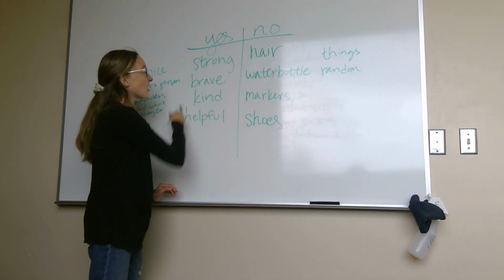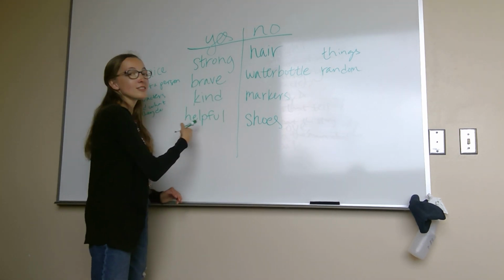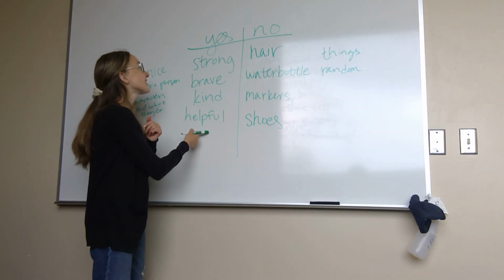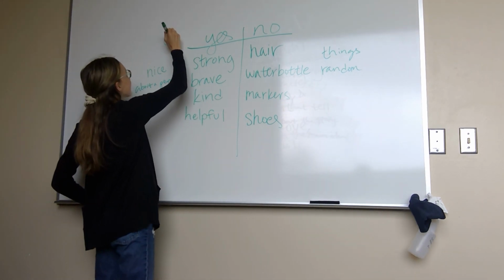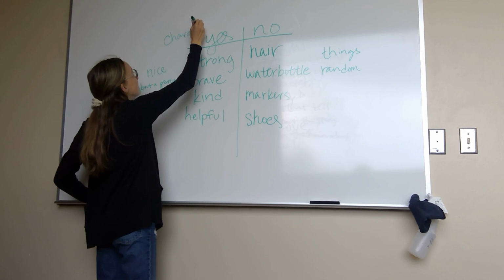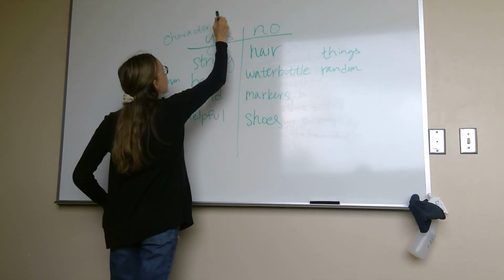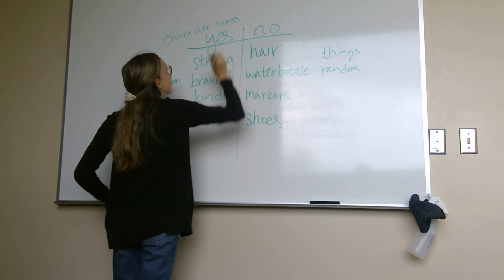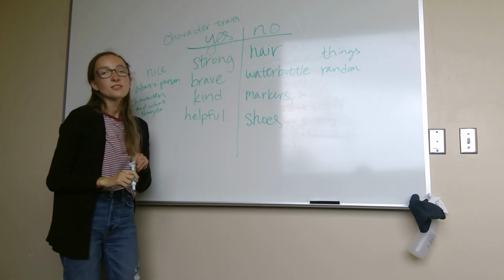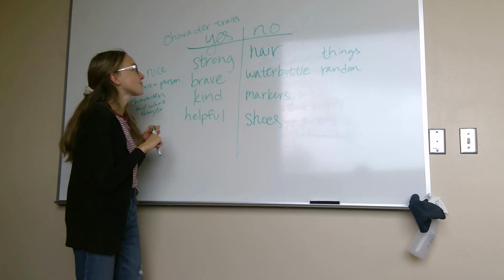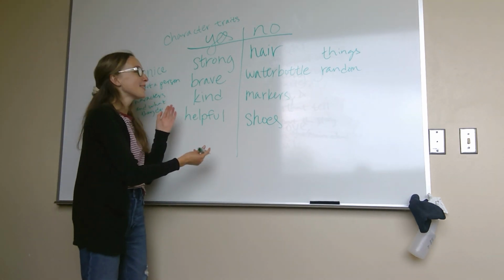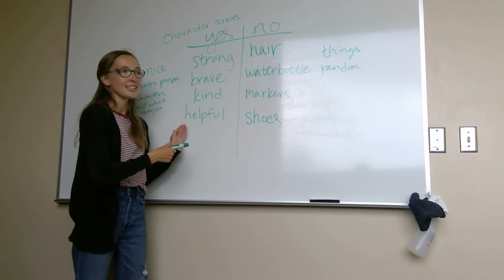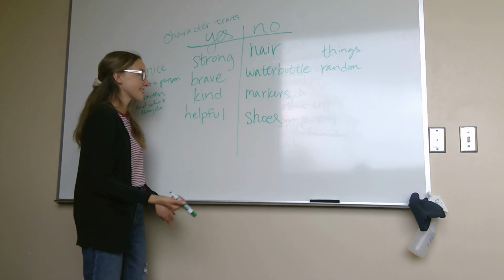So the yes column, these words are all things that can define a character. So they're things that we can call character traits. They can also sometimes be defined as personality traits, but they're basically things that define a character and their personality and who they are and how they act.